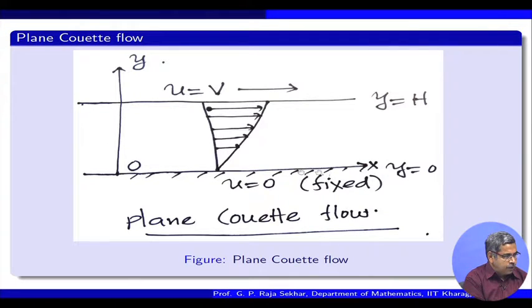What is the configuration? You have the x axis and y axis, and we are assuming that two plates are there at y equal to 0 and y equal to h. The bottom plate is fixed, so the velocity is 0, and the upper plate is moving with the velocity of the plate. In literature this is Couette flow, plane Couette flow.